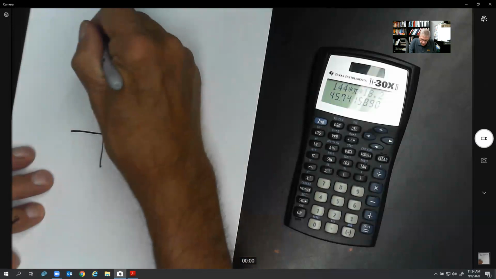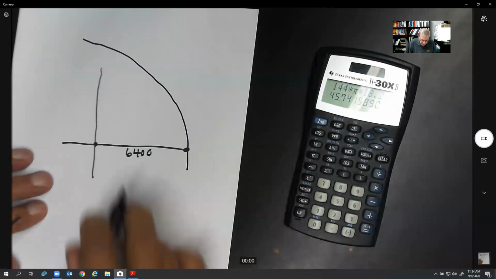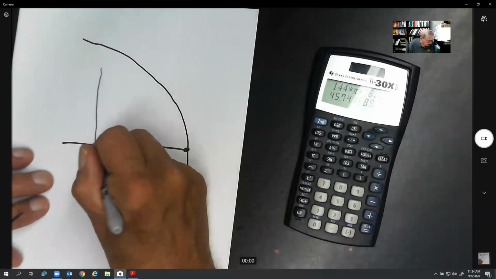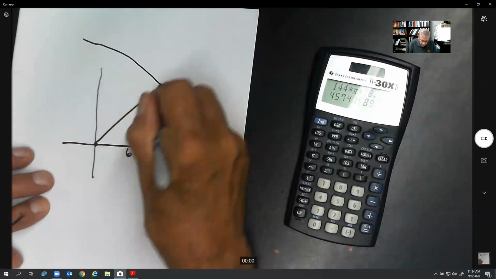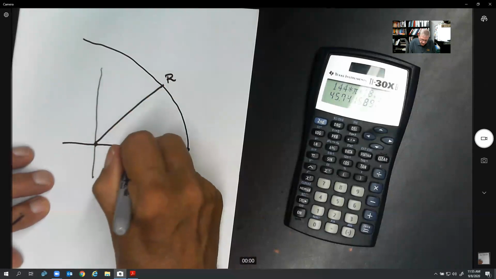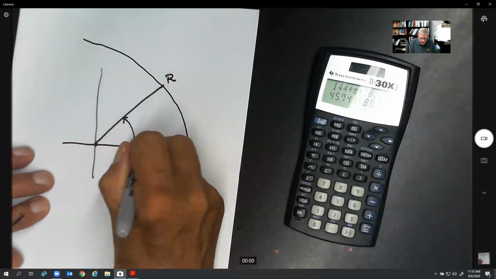And we have a circle coming through here, kind of like that. And up here we have Reno, Nevada, and Reno is from the equator. Just put an R for Reno. The angle, not this distance, is 40 degrees.